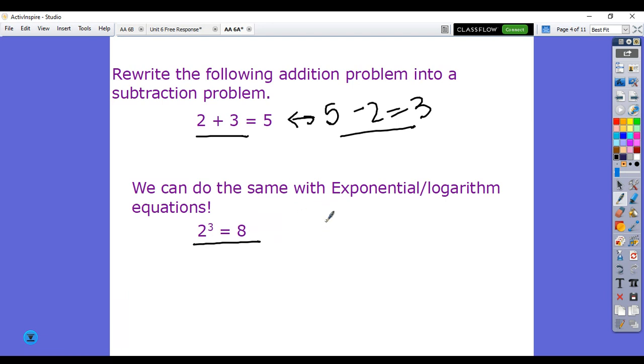So when I rewrite this using logarithms, the base of this is 2. 3 is the exponent. The base is 2. The base of the log goes into this little corner here, little subscript, and we kind of go all the way around. Log base 2 of 8 equals the exponent every single time. So the base here goes to the base here. The exponent goes at the end.